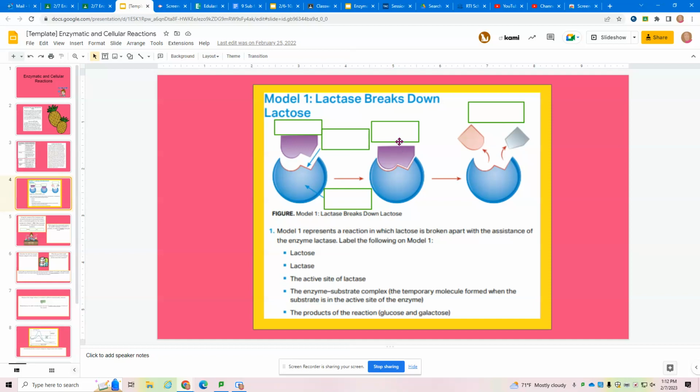This right here is the enzyme substrate complex. It's when the substrate fits perfectly into the active site of the enzyme. We call that lock and key. And then this is going to be the products. So the lactase is going to take the lactose, it's going to fit it into its active site, and it's going to break that down into glucose and galactose.